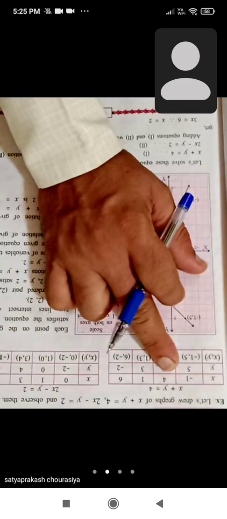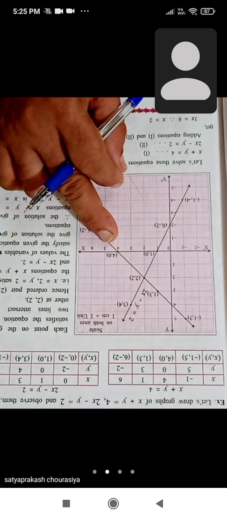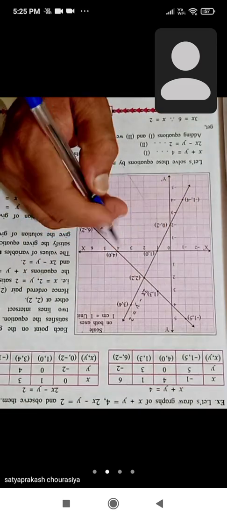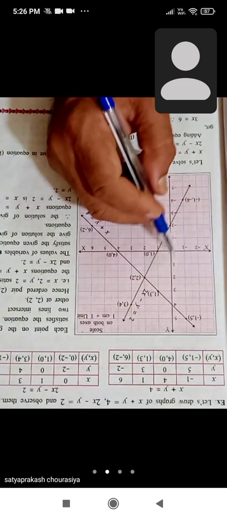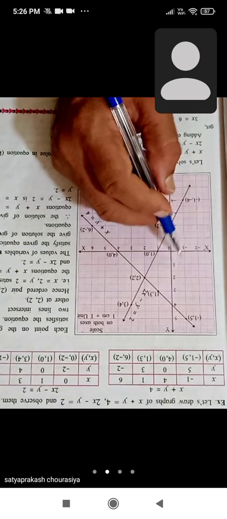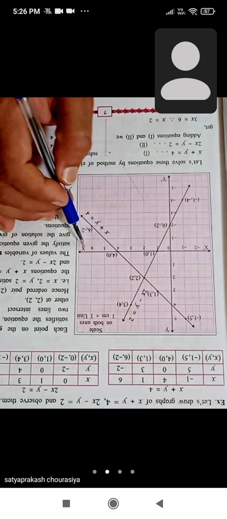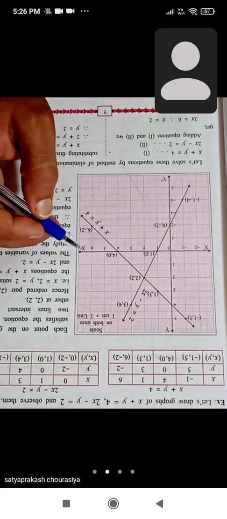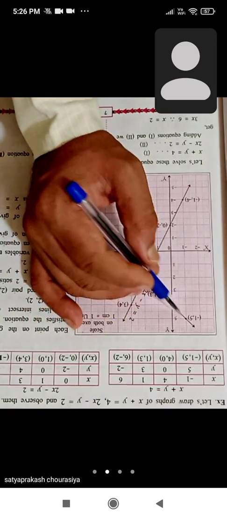Now see, here 4 points are found for the first equation as well as for the second equation. Now the points of the first equation are plotted here. Okay, minus 1 comma 5. So here it is plotted at minus 1. So minus 1 is the x coordinate. Negative x coordinates are on the left hand side of the y-axis. So this is minus 1, and the y value is positive. It will be in the upward direction from the x-axis, this horizontal x-axis. So here it is 5. So this is (minus 1, 5).